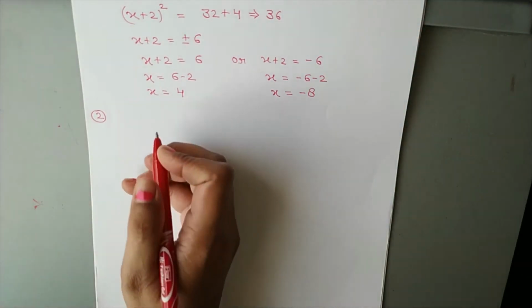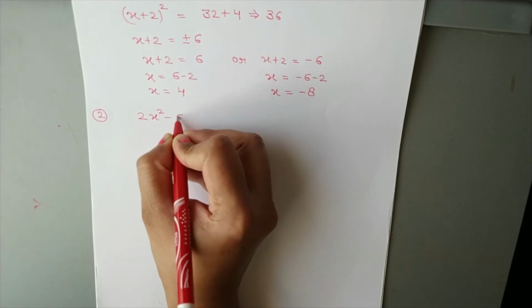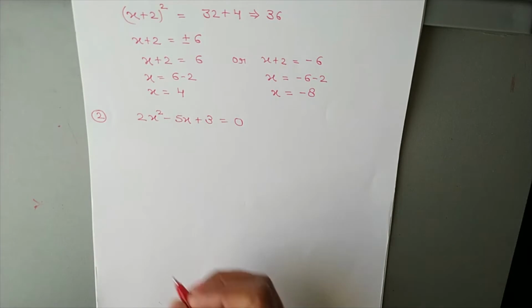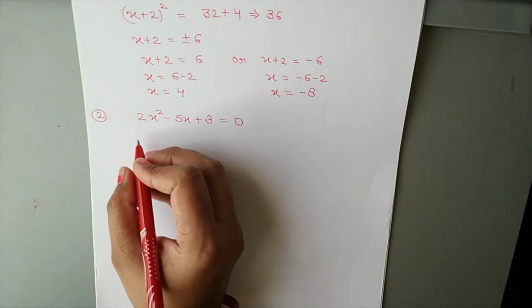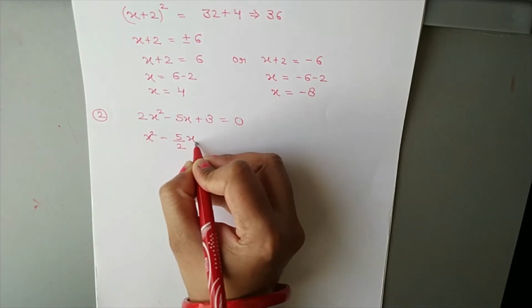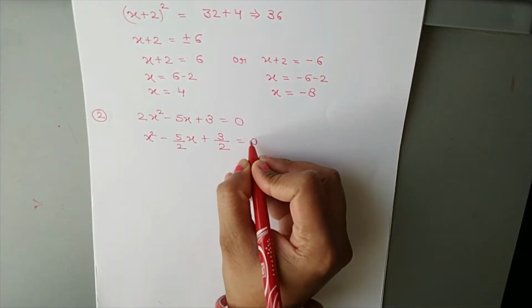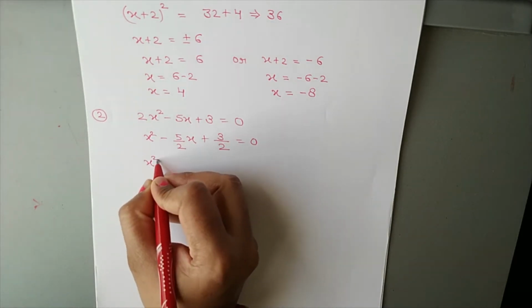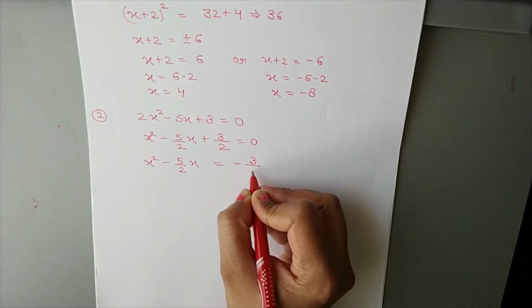It is 2x square minus 5x plus 3 is equal to 0. So dividing by 2 on both sides, it will be x square minus 5 by 2 x plus 3 by 2 is equal to 0. Now shifting the constant to the right hand side, it will be x square minus 5 by 2 x is equal to minus 3 by 2.